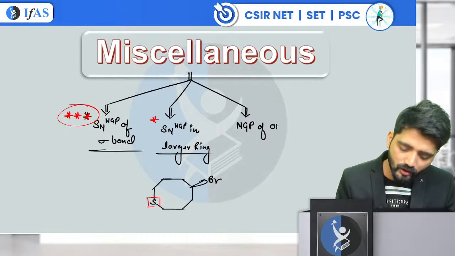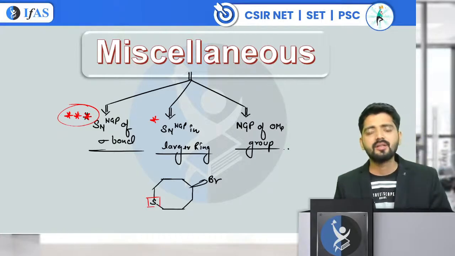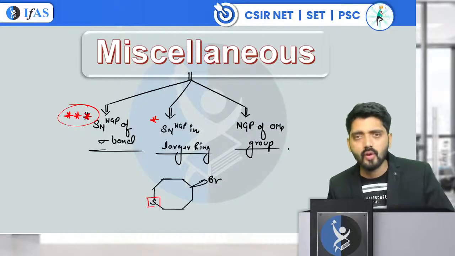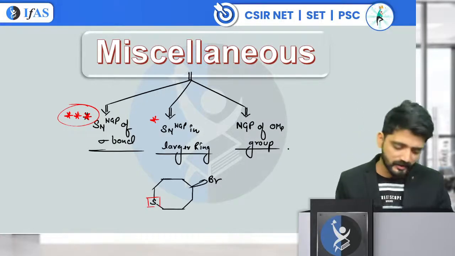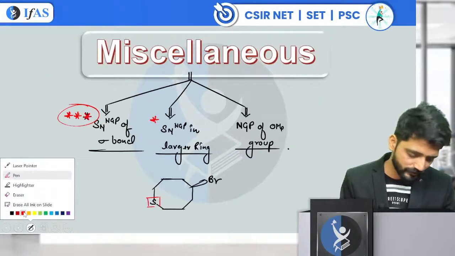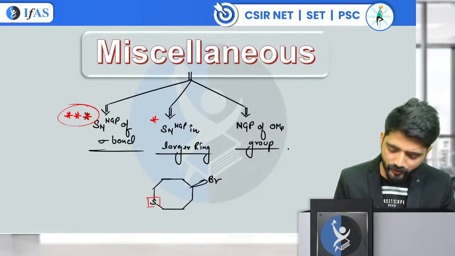NGP of OMe group. When we place this OMe group at the beta center, the rate of the reaction is very slow as compared to the normal substrate. I have shown you the comparison also. I don't think I would be having that comparison, so I will be drawing it here again.